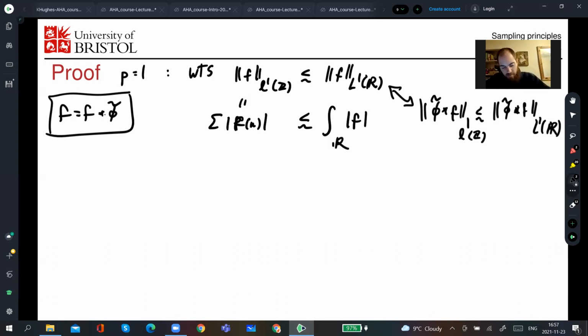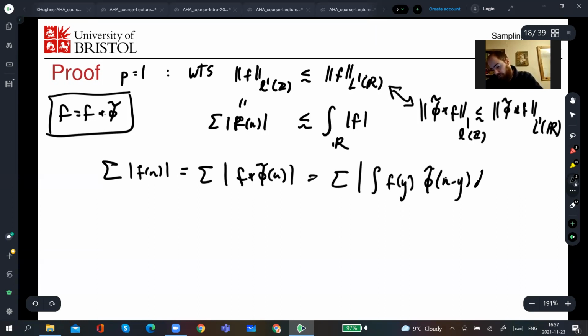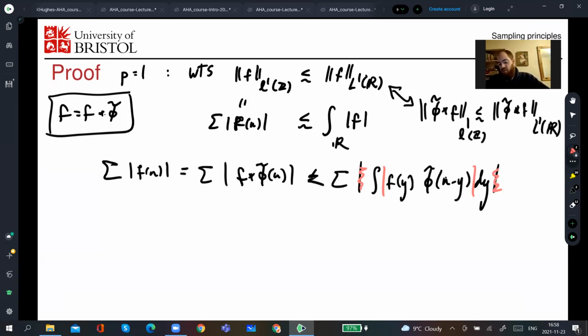Yes, let's just write out what the sum is. So the sum over n of f of n is equal to the sum over n of f convolved with phi tilde of n. And that itself is equal to the sum over n of the absolute value of an integral, f of y phi tilde of n minus y dy. And I use a triangle inequality to move that absolute value inside. Right? Cool. And now this is the sum over n of an integral over R, and now you take the sum outside, so I apply Fubini's theorem here.